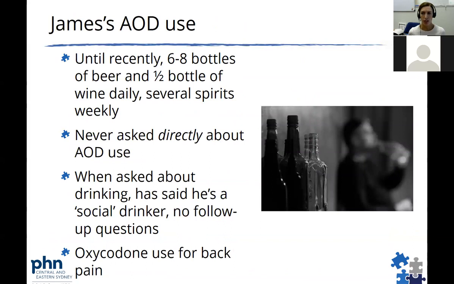So when James was eventually asked about his AOD use, he reported that until recently, he had been drinking 6 to 8 bottles of beer and half a bottle of wine every night, drinking several gin and tonics each weekend. Until this recent visit with his GP, James had not been directly asked about his substance use, which he thinks is because he always turned up to sessions in a suit and tie. When asked about his alcohol use in the past, he's always said that he drinks socially, and no further questions have ever been asked about the nature and quantity of his drinking. Recently, he's been taking oxycodone to help him cope with his back injury.